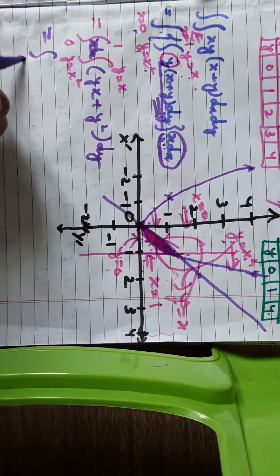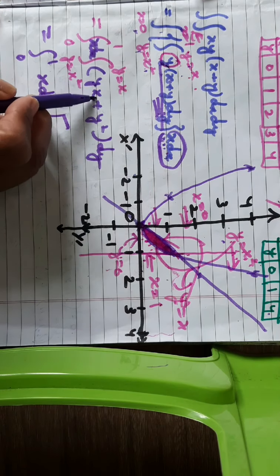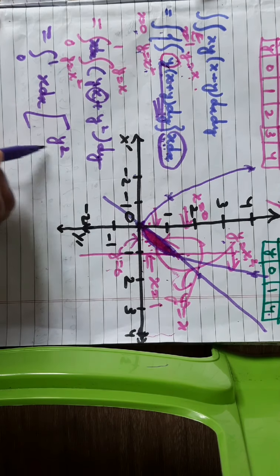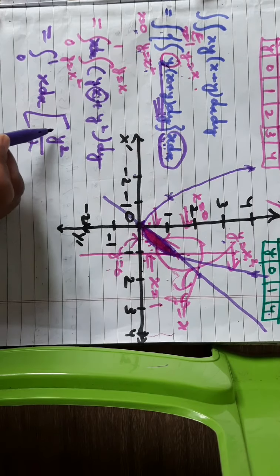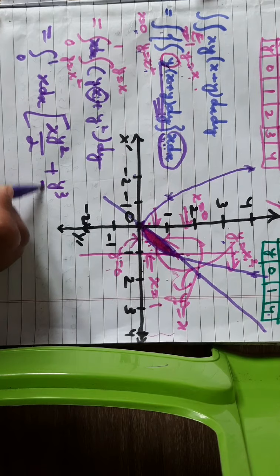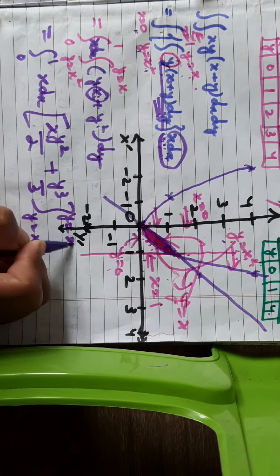So this is integral 0 to 1 x dx, which will remain as it is. So what is the integral of y x dy, keeping x as a constant? The integral of y dy will be y square by 2, x acts as a constant so you write it here, plus the integral of y square will be y cubed by 3, with y from x square to y is equal to x.